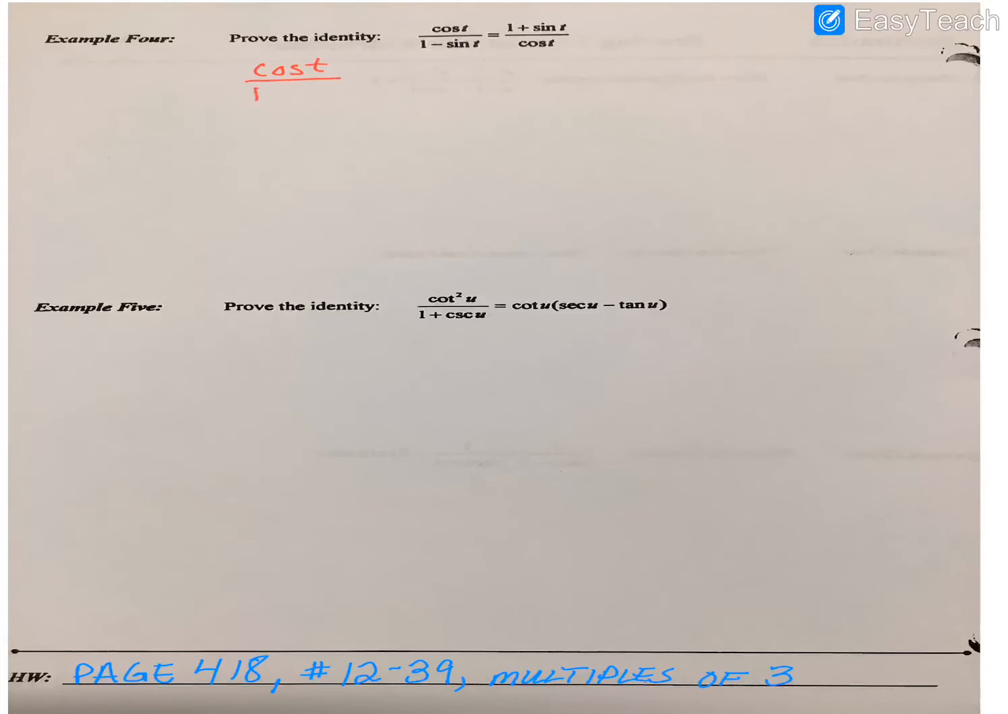So, if you recall, start with what you know, which we know that we are starting with cosine t over 1 minus sine t. My job in the end is to get this to equal 1 plus sine t over cosine t. I decided I kind of wanted to hit this one so I can make you guys look at it and notice it's already in cosines and sines. There's nothing to factor or FOIL.